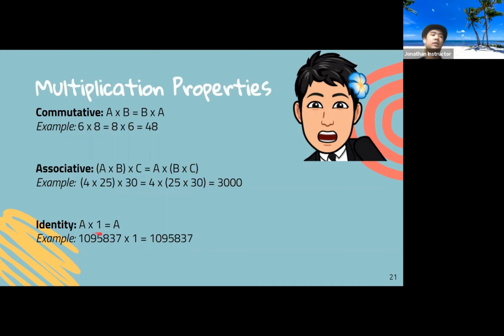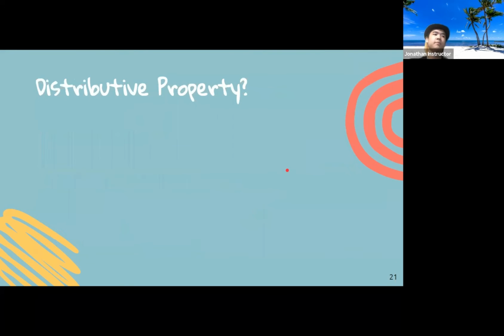And then identity is a little bit different because it's basically the same concept, but a different number. So the identity property states that any number times 1 is equal to that number. As you can see, I have this big number right here, times 1 is equal to the same exact number. So that's the identity property, basically returning the same exact number. Super easy.